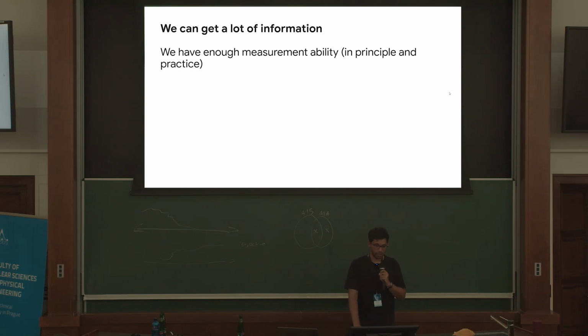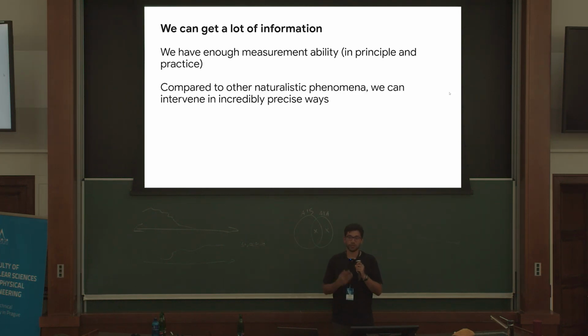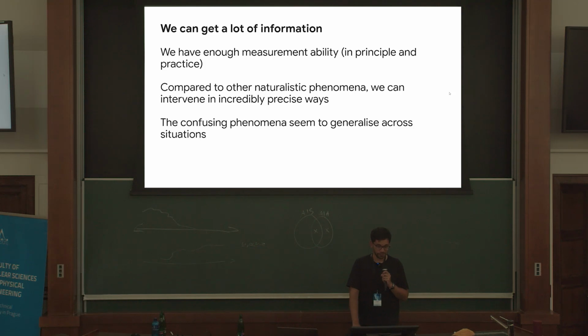Okay, I claim that this is quite tractable because we can get a lot of information. We have lots of ways to measure things. Compared to other naturalistic phenomena especially, we can intervene in very precise ways. This is similar to the story from Mecklenburg. Also, these confusing phenomena aren't very inaccessible. You can generate toy versions of them often with very little compute. So you have quite a fast feedback loop and you don't need much compute to do it.